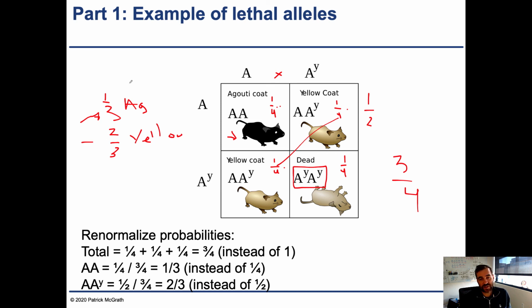So whenever you see a ratio of thirds, you should immediately think to yourself, oh, this might be a lethal gene.